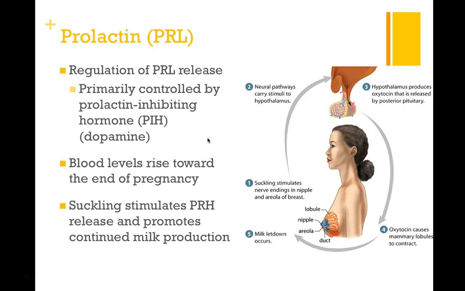Here's a figure that reminds us how oxytocin is at play here too. The infant over at number 1, we obviously don't see the infant in the picture, but they suckle at the breast. That sends information through the sensory nerve endings over our neural pathways to the hypothalamus. The hypothalamus then is going to produce oxytocin that will be released by the posterior pituitary gland. That goes over to our mammary ducts and lobules. It contracts them and allows the milk to be let down and out through the nipple.